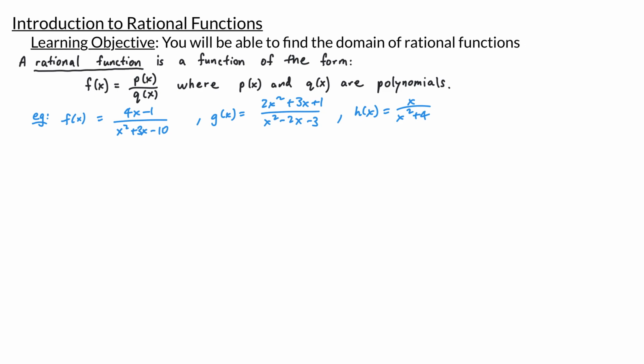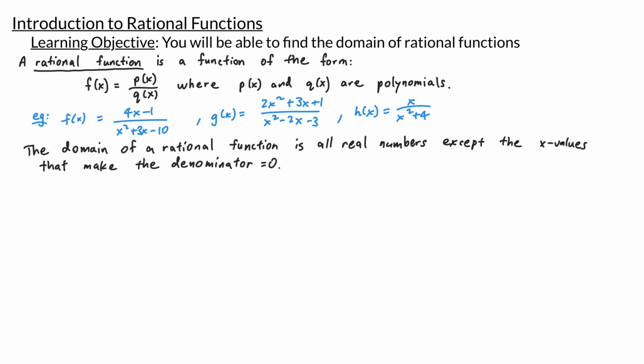One thing that's different about rational functions is their domain. When we were working with polynomial functions, the domain was always all real numbers, since we didn't need to worry about square roots of negative numbers or dividing by zero. However, when we work with rational functions, we do have to worry about dividing by zero. So the domain of a rational function is usually not all real numbers. Instead, their domains are all real numbers except for the x values that make the denominator equal to zero.